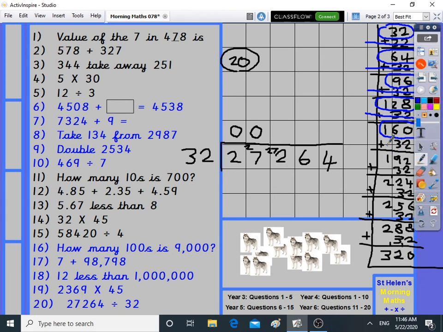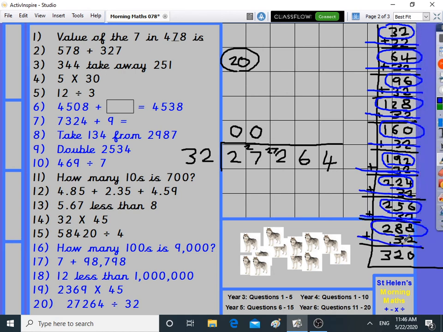This is not easy stuff, okay? This is one of the hardest questions. Most adults don't like division like this. It's one of the hardest questions you'll get really in primary school. These long old division questions, dividing by something like 32.